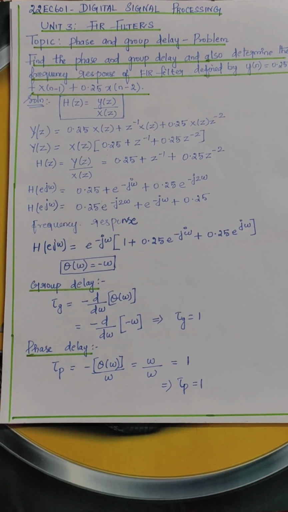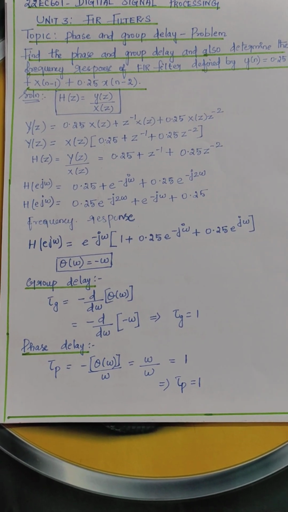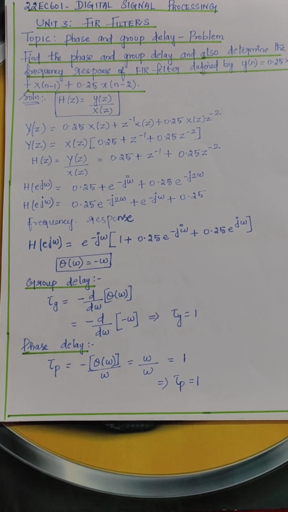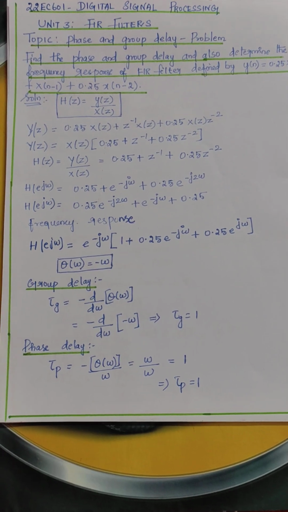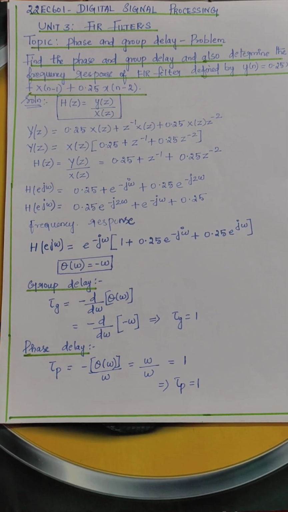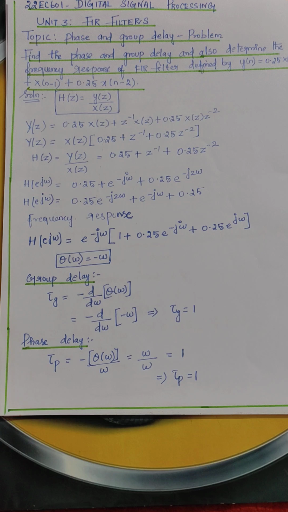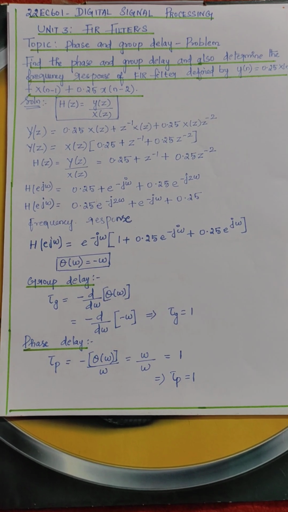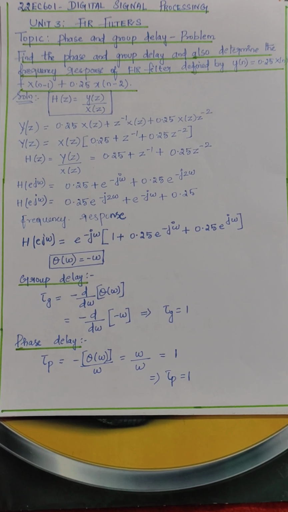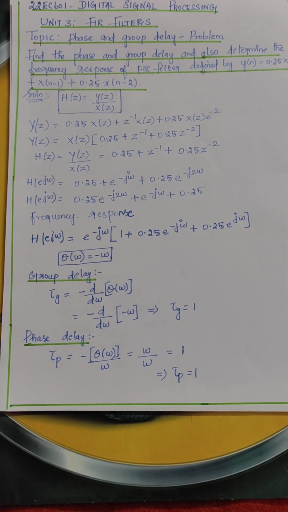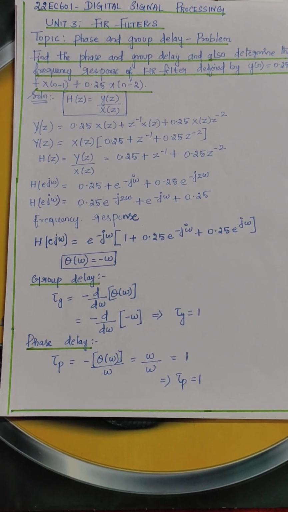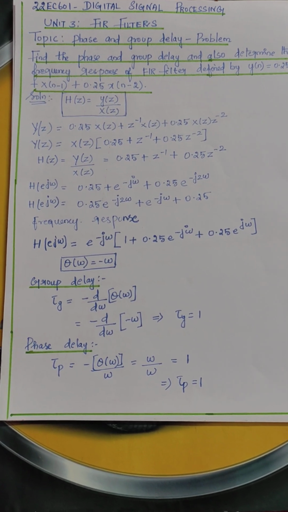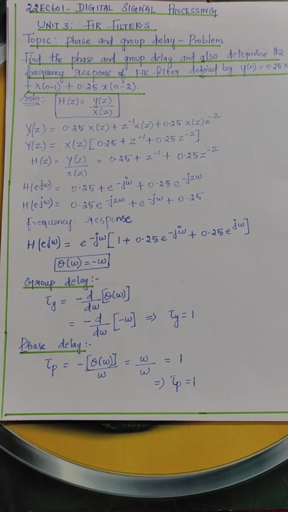22EC601 Digital Signal Processing. Today we are going to see Unit 3, FIR filters. FIR full form is Finite Impulse Response filters. For any kind of filter, the desired response will be a finite sequence. That is nothing but an FIR filter. The topic we are going to discuss today is the FIR filter phase and group delay problem.